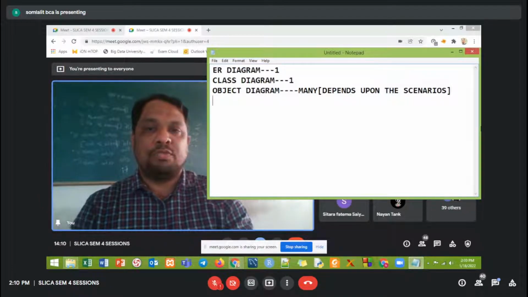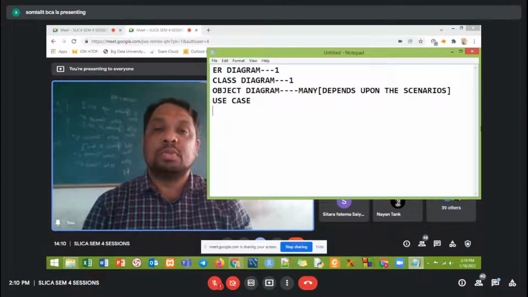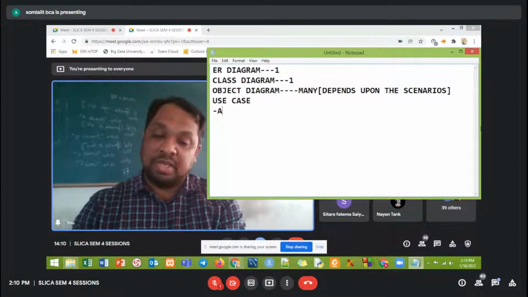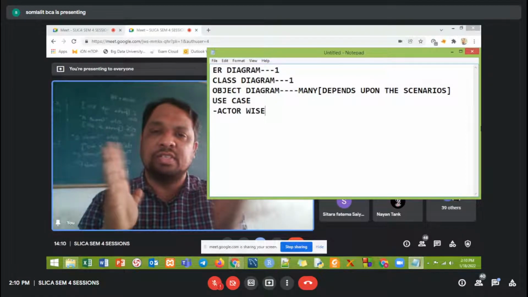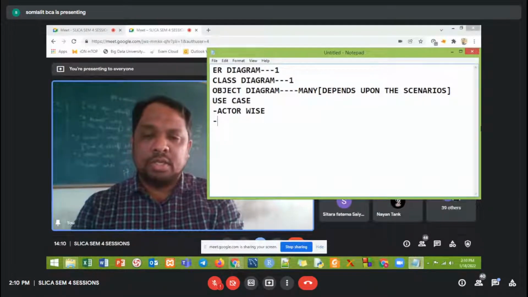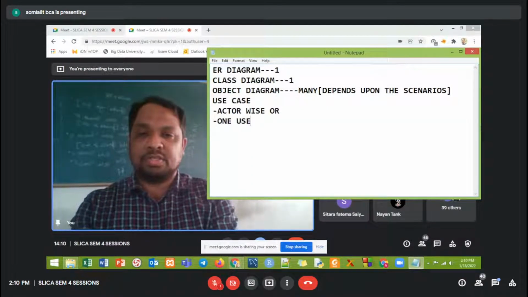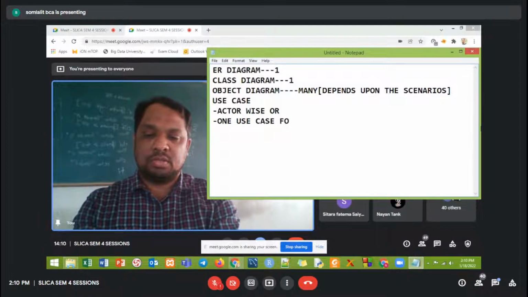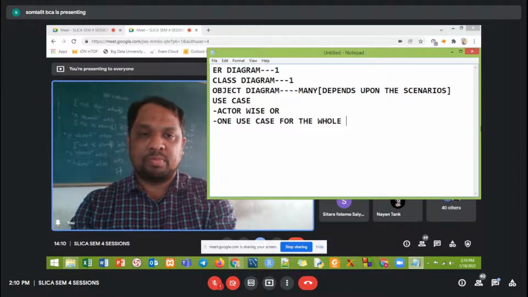Now, if you're talking about the use case diagram, the use case diagram can be based on actor wise. You can prepare actor-wise use cases, or you can prepare one use case diagram for the whole system.